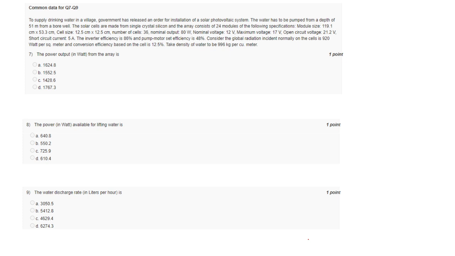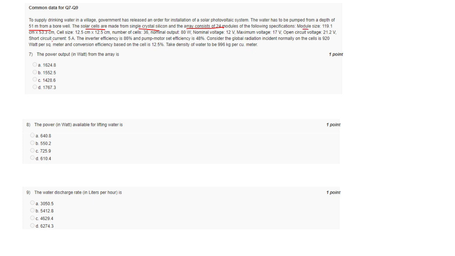This is another question. I'll give you some time to solve this numerical. I'll read out this question first. It's similar to what we have discussed. To supply drinking water in a village, the government has released an order for installation of a solar PV system. The water has to be pumped from a depth of 51 meter from a borewell. Solar cells are made of single crystal silicon and the array consists of 24 modules.